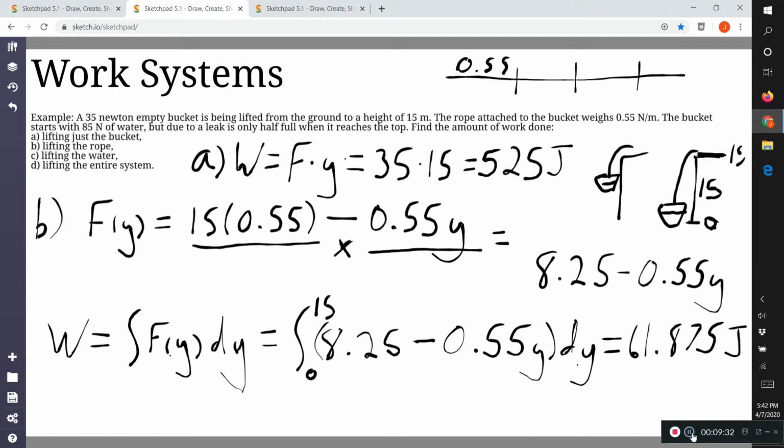Now, what's important to note here is that the amount of work it takes actually goes down as you lift the rope. And remember, we're just talking about the rope here, not the bucket, not the water. And so it goes down as you go. So you can't just do it as one number. You have to do it as an integral of a function. All right, I'm going to clear this and record our values for our first two parts, and then we will continue with part C.